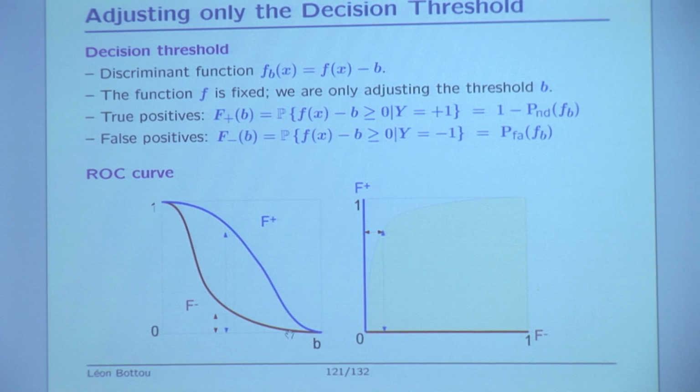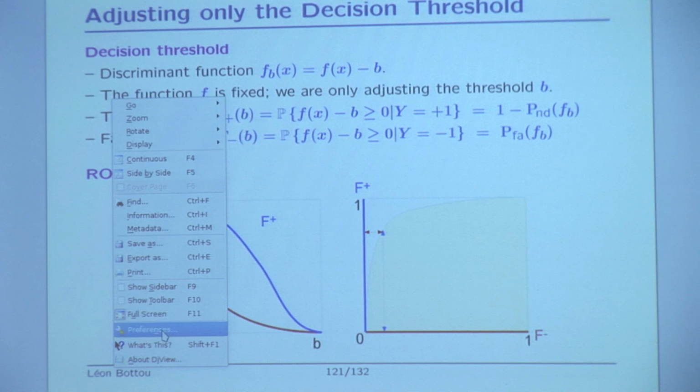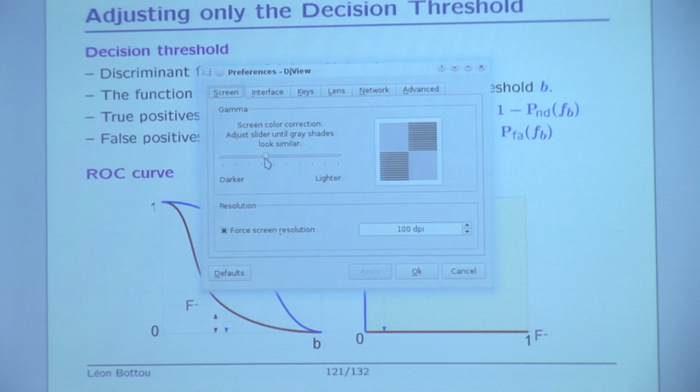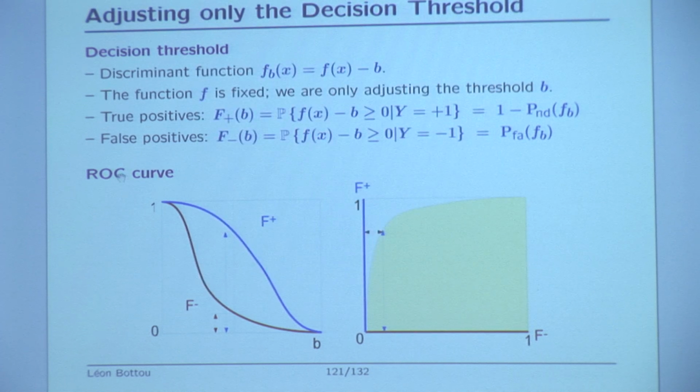Can we see really the yellow thing there? I don't know. Maybe I should make it darker. Yeah, OK. It's going to go for now.